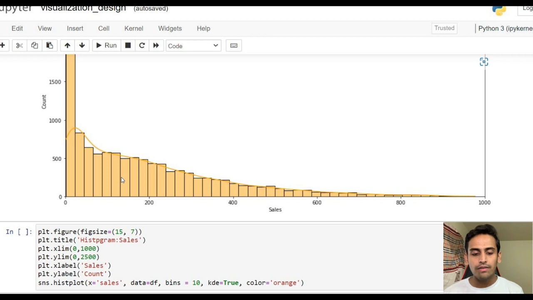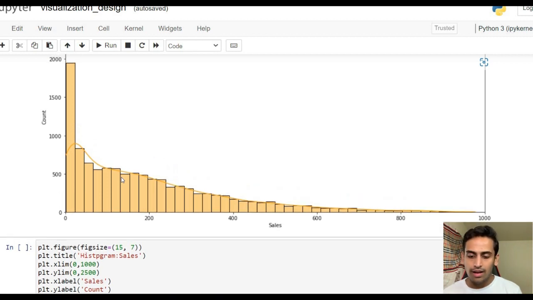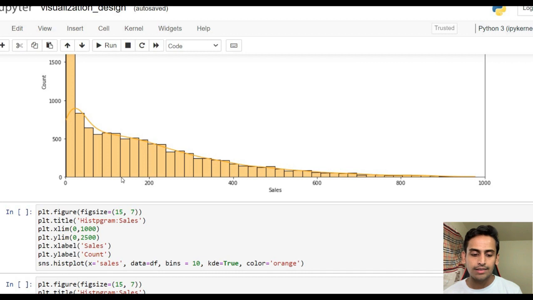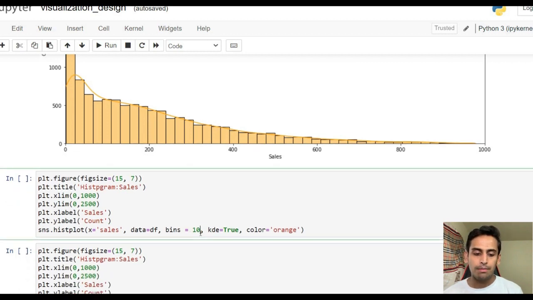Now in this graph we can see that there are a lot of bins, I guess maybe 40 to 50 bins. Sometimes it gets very overwhelming. So let's say if I want to reduce the number of bins, instead of having 50 bins, I can provide my own number. What we can do is add one more parameter in this histplot function, bins equal to 10. So it means I just want 10 bins.